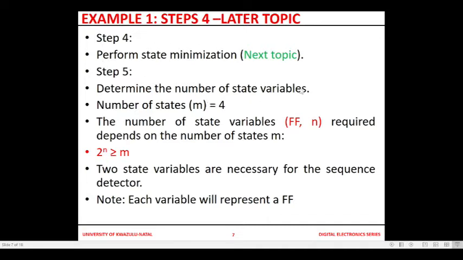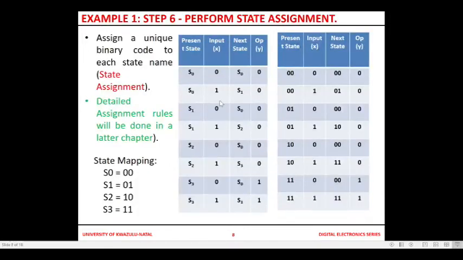Then we need to determine the number of state variables. If you have 4 states, how many flip-flops do you need? 2 to the power of n, so you need 2 state variables for 2 flip-flops. So now, this is the table we had. The next step is perform state assignment. What binary value will you give the state? Remember, this will be done later. It's also just a topic on its own. For now, let's call S0 00, S1 01, S2 10, S3 11.